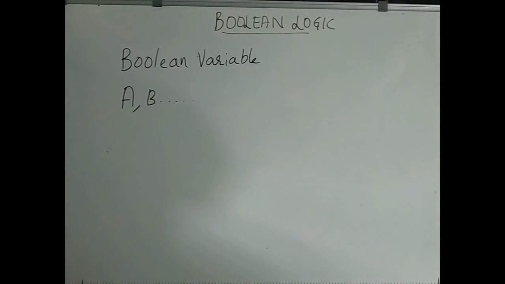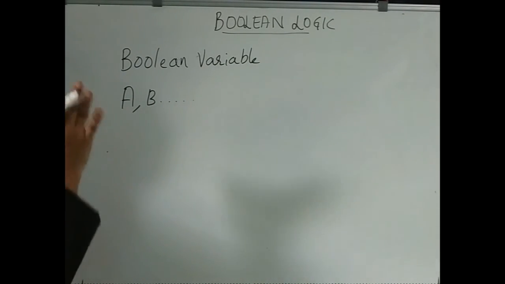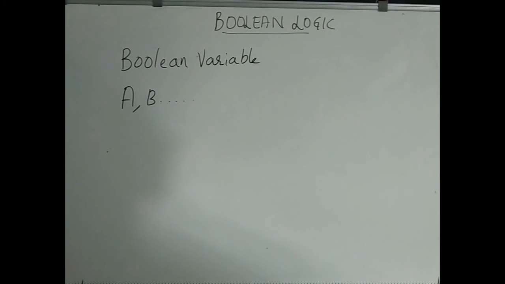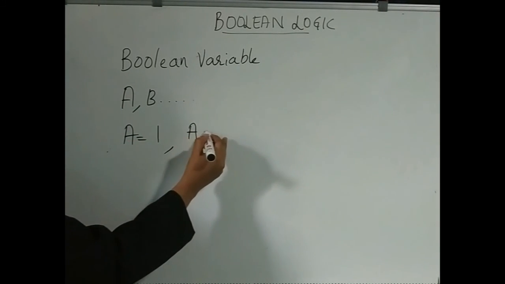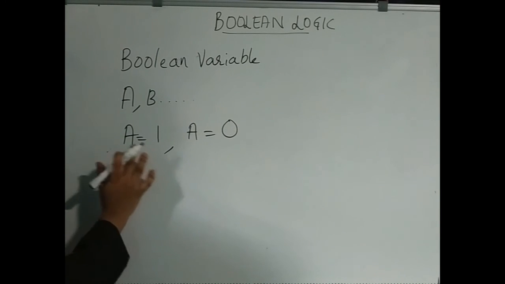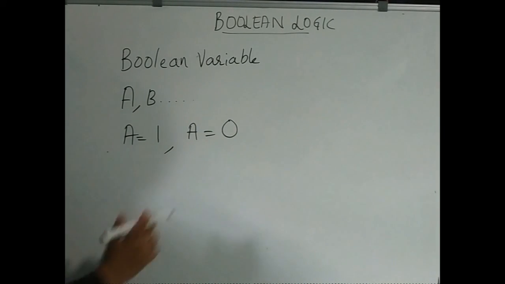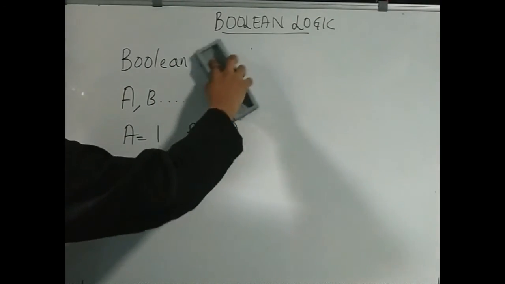We can use any letters for a Boolean variable, and what does this variable contain? The Boolean variable will contain one binary value, that is, A can take 1 or A can take 0. This is what is called a Boolean variable. You will understand more about this in the coming sessions.